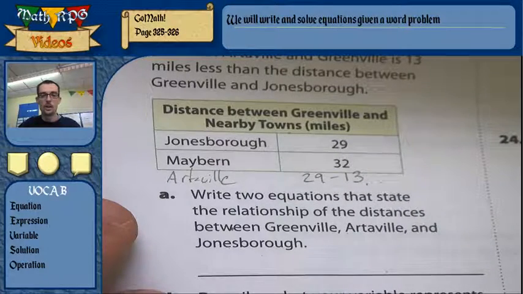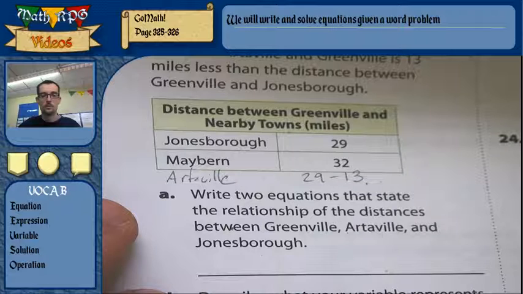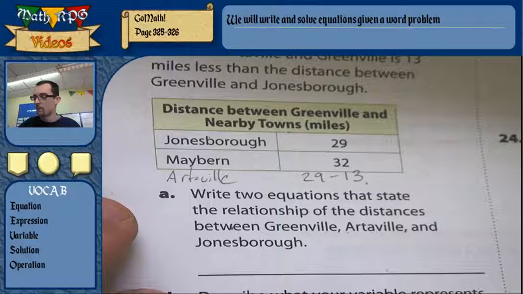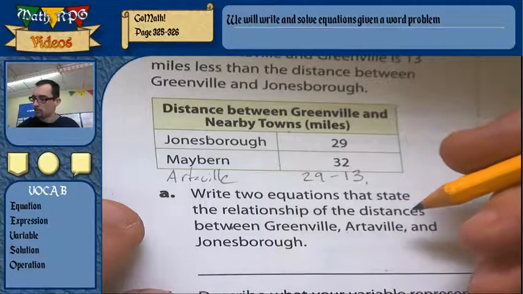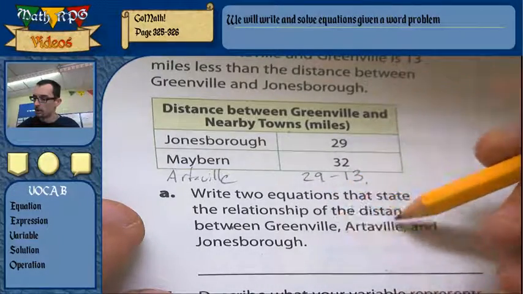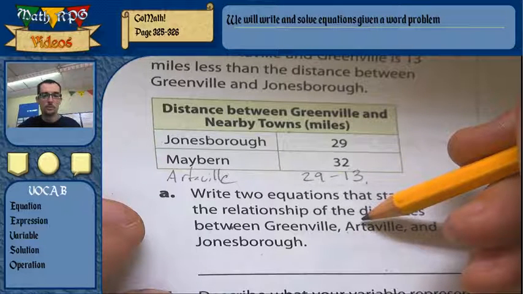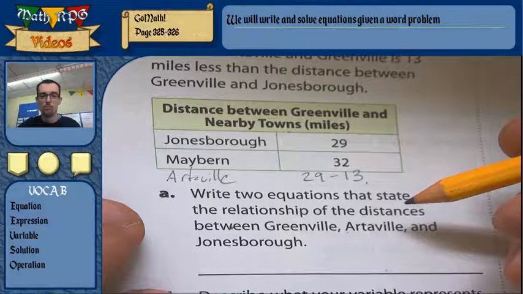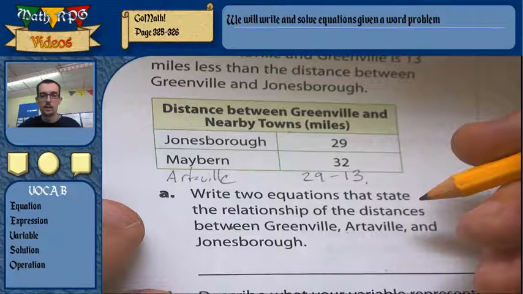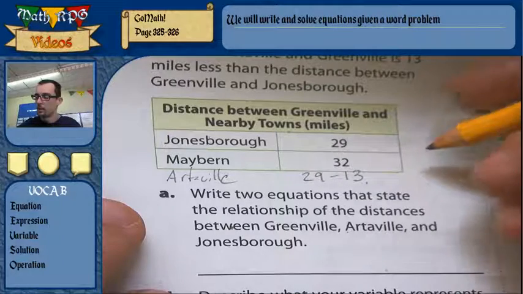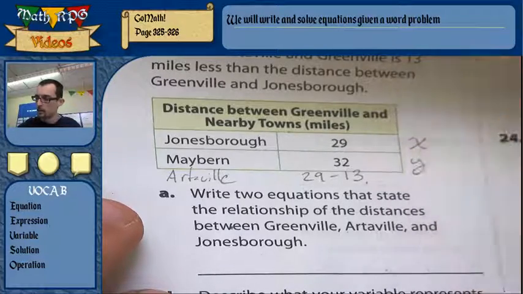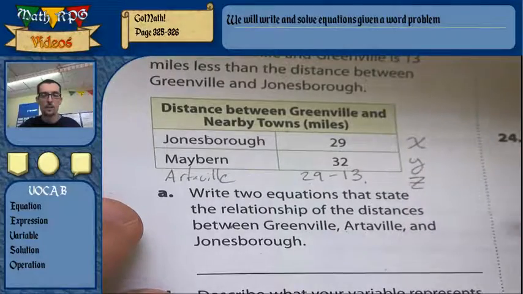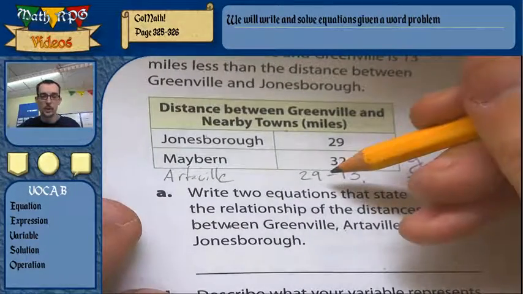Okay. So we could say that, we could put anything we want. Okay. So let's say this, maybe, equations that show the distance between Greenville, Ardaville, and Jonesboro. Okay. So the distance between Greenville and Jonesboro. I'm just trying to figure out how I want to put this. I need variables for these so I can talk about them better. So this is, we'll say x, we'll say y, we'll say z. Okay, why not? So there's 3 different distances. They're all different. I can figure out what this is, right? This is 29 minus 13, which is 16.